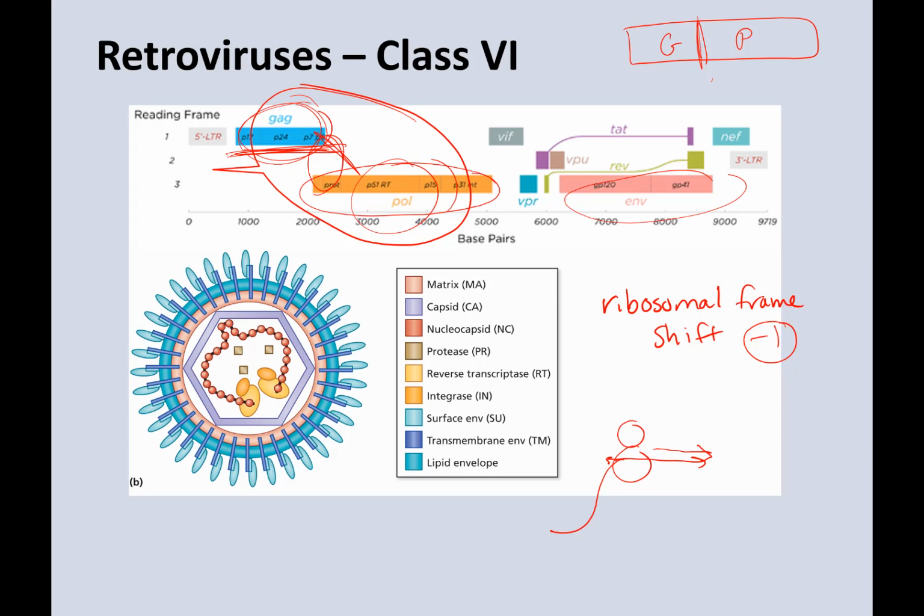Since they're going from RNA to RNA, they don't have the same promoters and things like that that DNA viruses have in order to produce the right number of capsid proteins and lower numbers of, say, replication proteins.